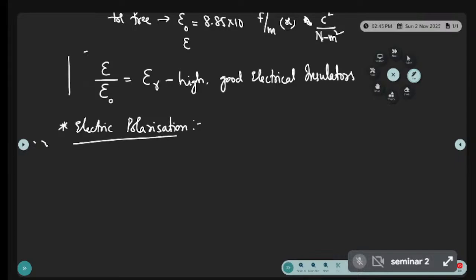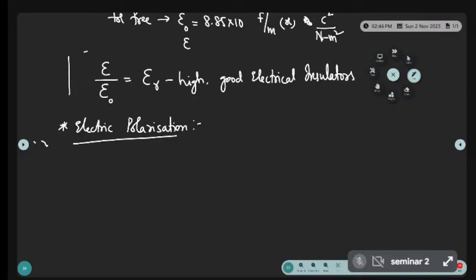Electric polarization. What is electric polarization? Polarization means formation of poles, charges. When are the charges going to be created? When the body is exposed to an external field, by passing of current or by applying an electric field. If inside the body charges are separated, then we call it electric polarization.